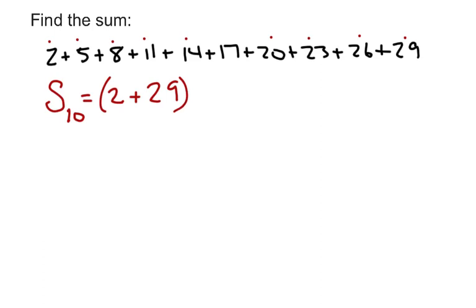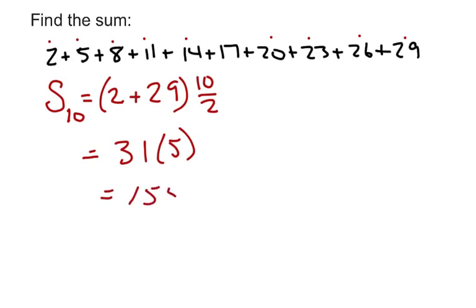So we fold the list in half and add them up. And then we multiply by the number of pairs. Since there's 10 terms, we divide it in half. And 31 times 5 is 155. If you wanted to pause this and add them all up by hand, you should get 155.